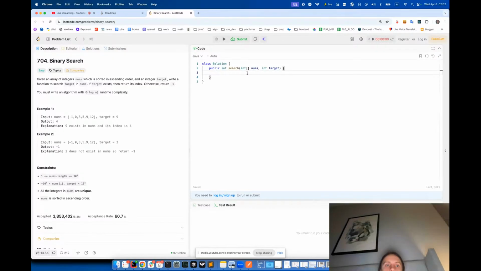Okay, we're live, and let's go and check our roadmap. I'm sharing my screen, and we have target 9, and we should return an index, right? So write a function to search target in nums. If target exists, then return its index, otherwise return -1. You must write an algorithm with log time.